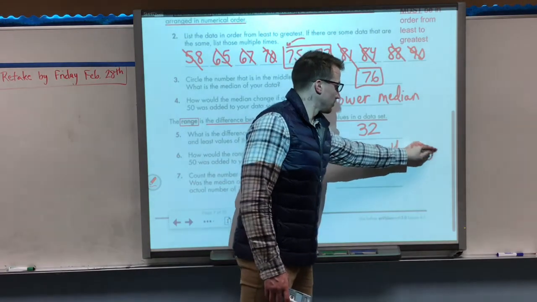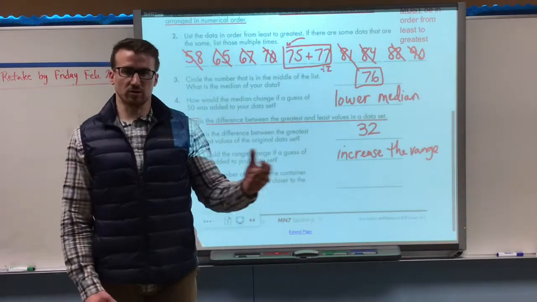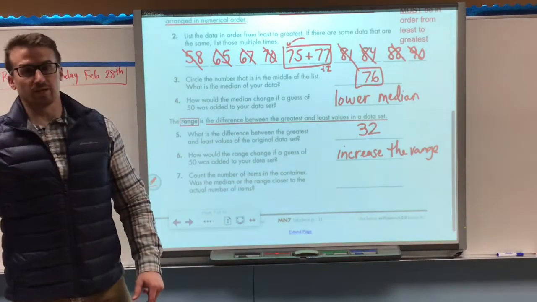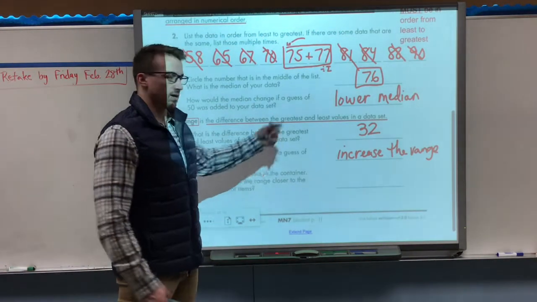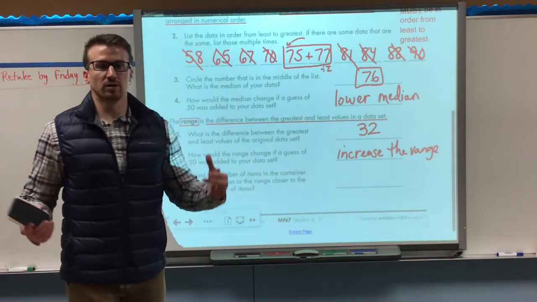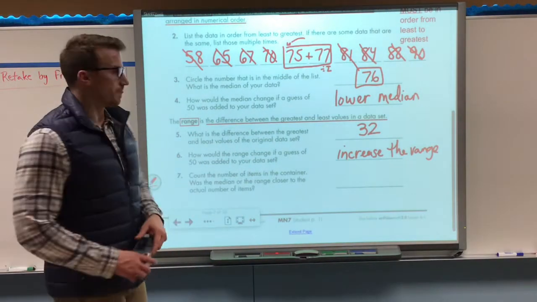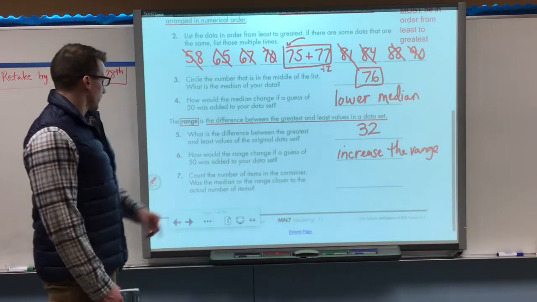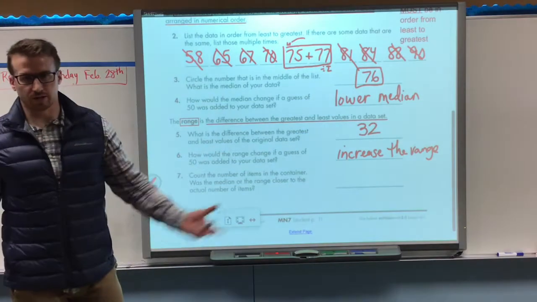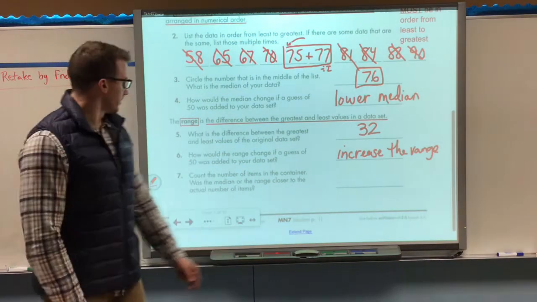Okay? Super important to know. If we added a lower number, most oftentimes it lowers your median. If we added a higher number, it would raise the median. For range, if we get a lower or higher number, it just always increases it because it makes the difference between the smallest and the greatest larger. All right? And then question 7, count the number of items in the container. Well, we can't do that because we don't actually have a container. We're just saying it off this.